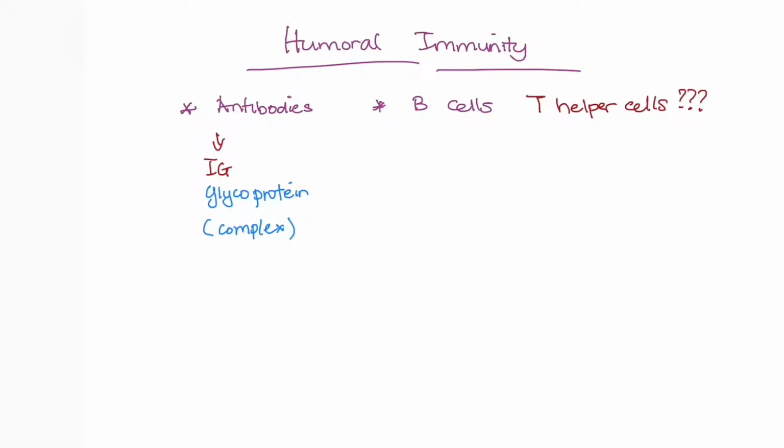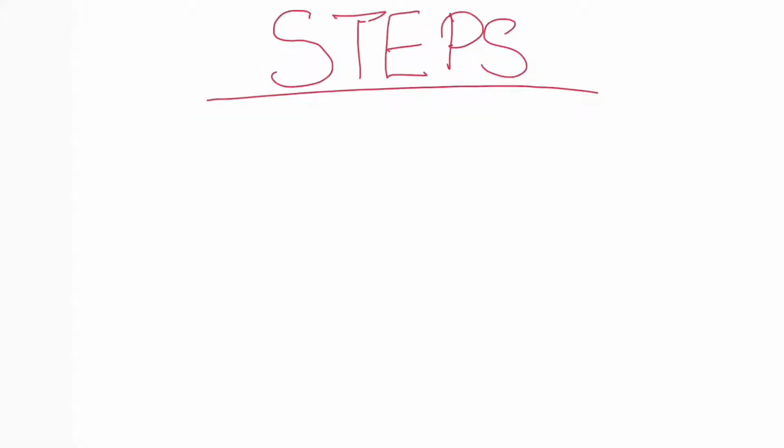The B cells produce antibodies, right? And these antibodies are made up of glycoprotein and Ig, which is immunoglobulins. All right, so it's a complex of glycoprotein and immunoglobulins. Now these antibodies can recognize specific antigens, and these antigens are made up of polysaccharides and glycolipids. The T cells may be involved or they may not be involved in the process. So now let's begin with the steps for the humoral response.